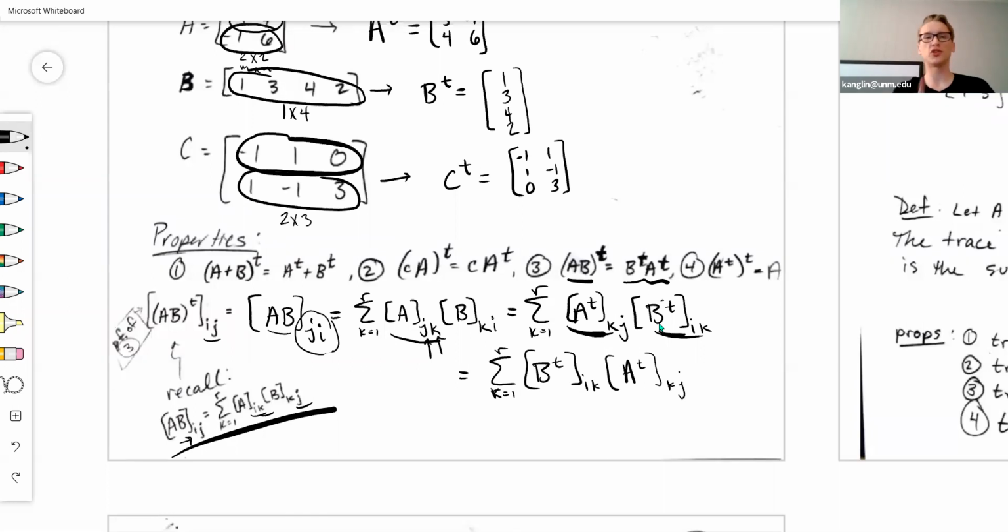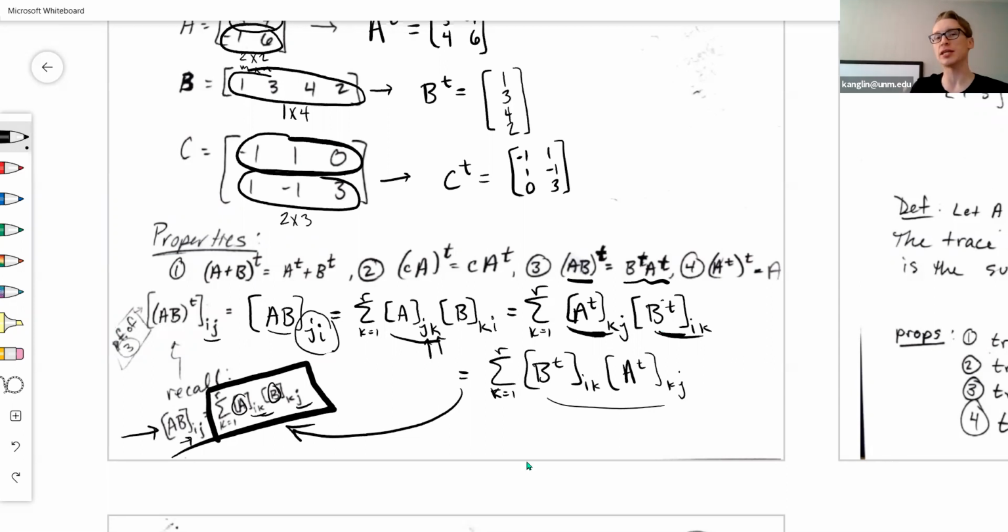And I'm hoping this looks super familiar. Look again back here now. I've got almost exactly what's sitting here, written over here, except I'm using B transpose instead of A and A transpose instead of B. So I know this is just the ijth element of B transpose A transpose. Right? So what have we shown?